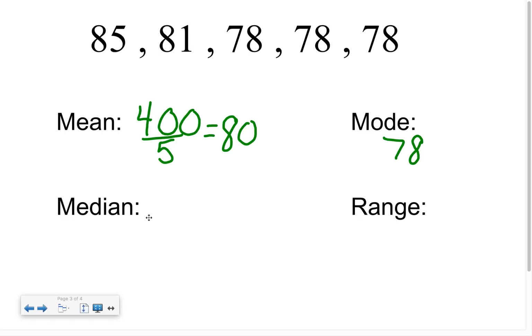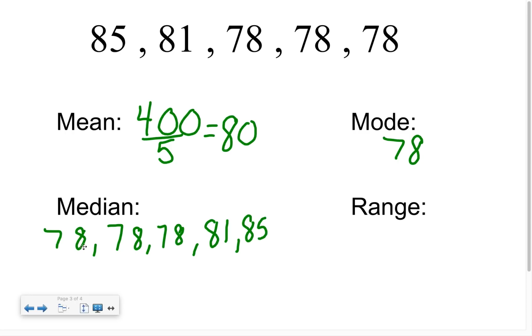The median. So the median we said was going to be the middle term. Looking at this data, now it's from greatest to least, but we always want to just set it up least to greatest. We're going to see why once we look at our quartiles. We have 78, 78, 78 again, 81, and 85.